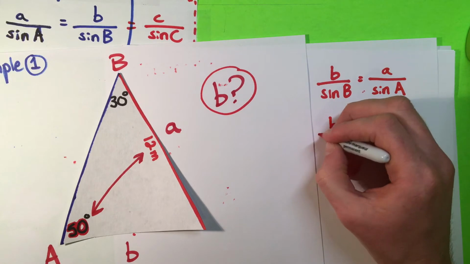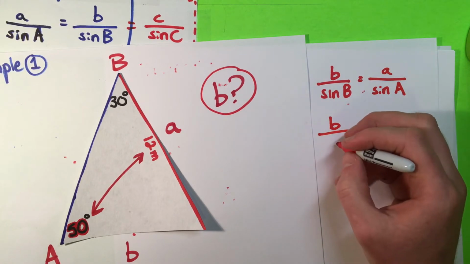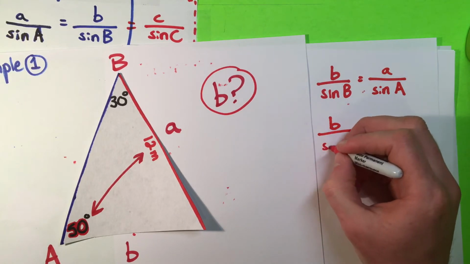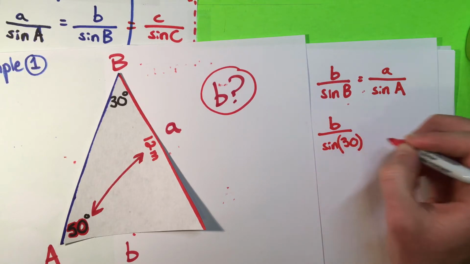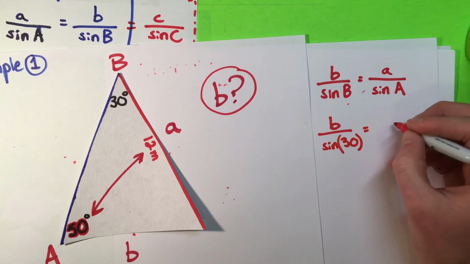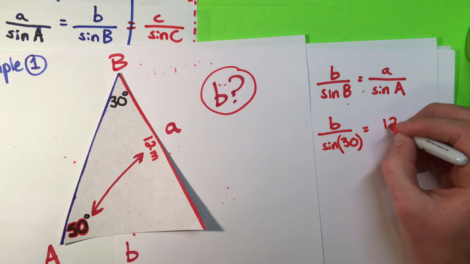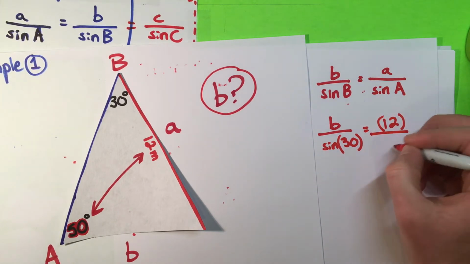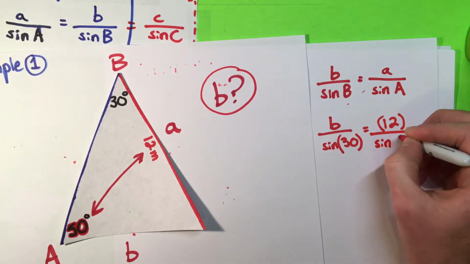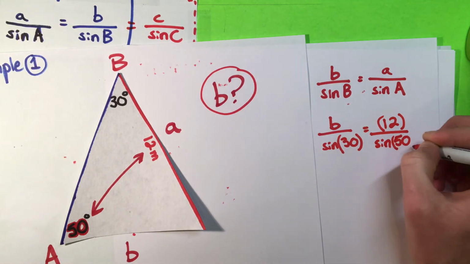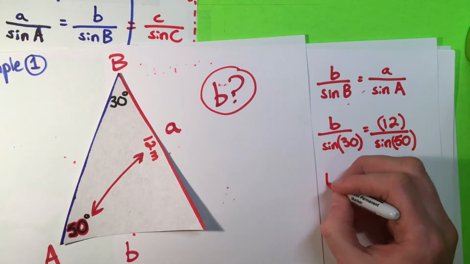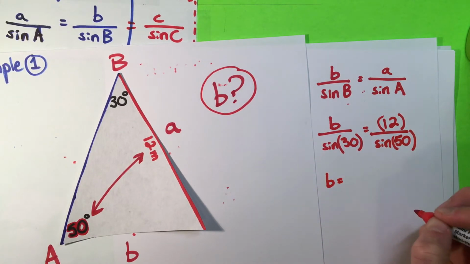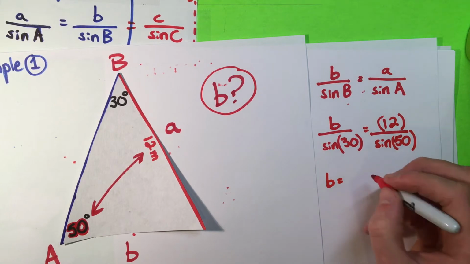So we're going to solve for b. That's why I wrote b first, because that's the one I'm solving for. So here we have b over sine B equals a over sine A. And if we look at our triangle, what's big B? It's 30 degrees. What is little a? 12. And what is big A? It's 50 degrees. So then we fill those in, and we have to solve for b, which means get b by itself on one side of an equal sign.